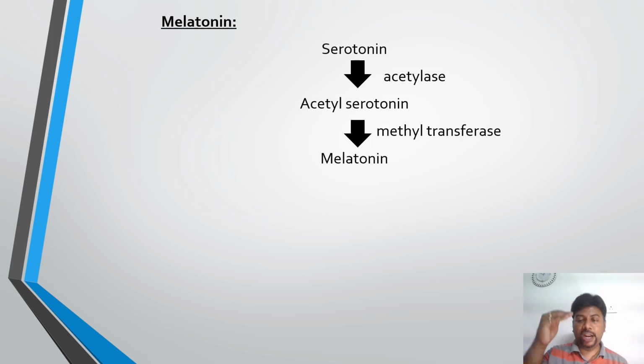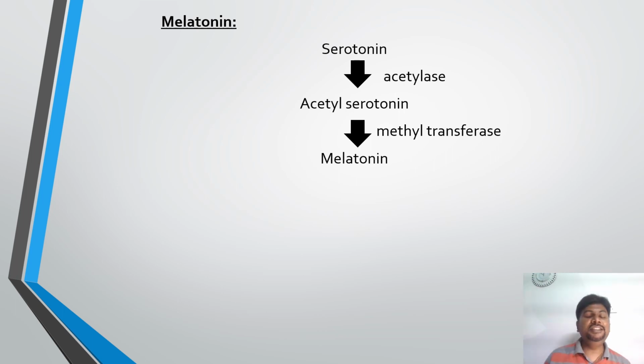So first tryptophan is converted to serotonin, and that serotonin, by adding an acetyl group and a methyl group, is converted to melatonin. For these reactions, the donor for the acetyl group is acetyl-CoA, whereas the donor for the methyl group is S-adenosyl methionine, the activated methionine form. The S-adenosyl methionine acts as the donor for the methyl group in melatonin synthesis.